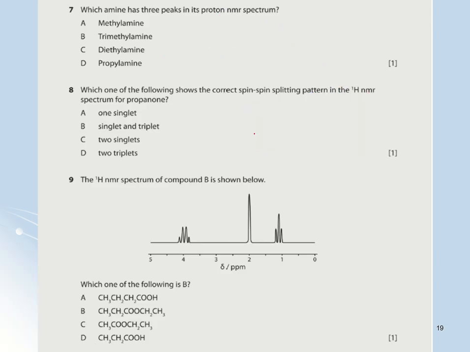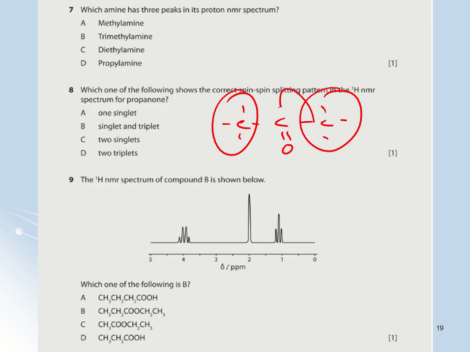Which one of the following shows the correct spin splitting pattern for propanone? Let's draw it out. This is a nice simple one. We've got that and we've got that, so we've got 1 peak. They are both adjacent to a carbon with no hydrogens on it. So we've only got 1 signal. It's a singlet. So the answer is A.